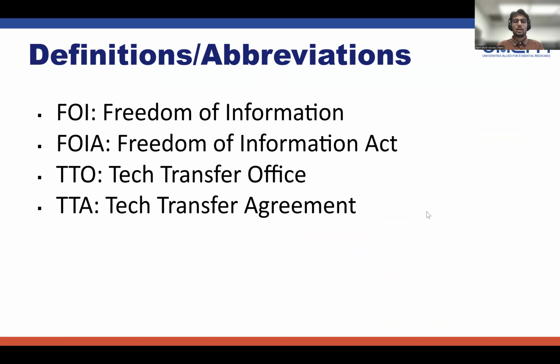So I just added in a couple of abbreviations so you can follow along a little easier. FOI is Freedom of Information, FOIA is Freedom of Information Act, TTO is Tech Transfer Office, and TTA is Tech Transfer Agreement. And we'll be using Tech Transfer Agreement and license kind of interchangeably here.